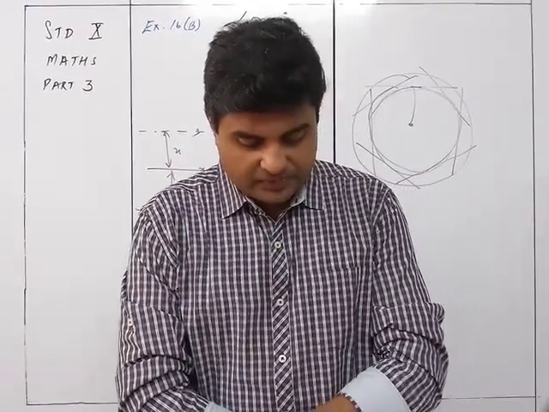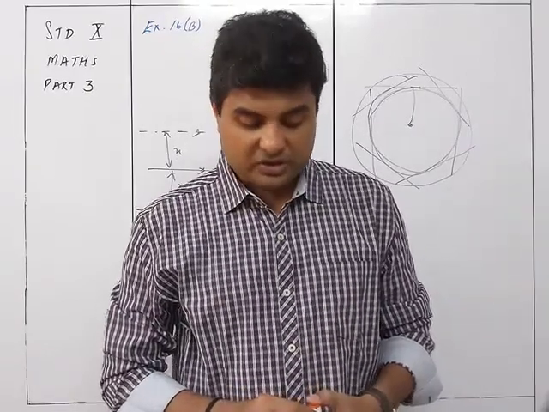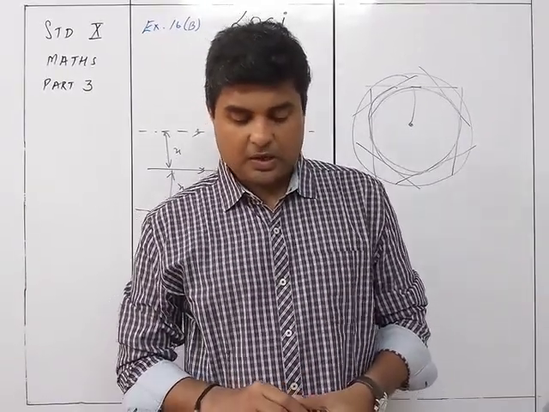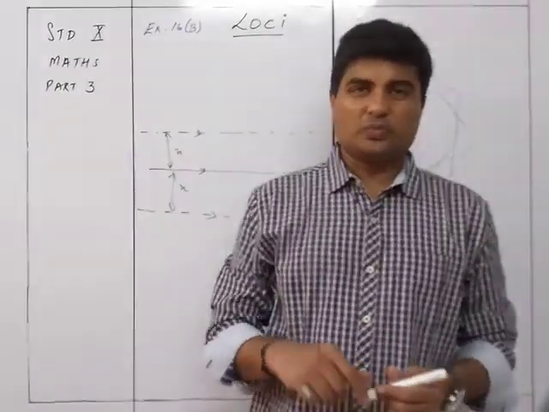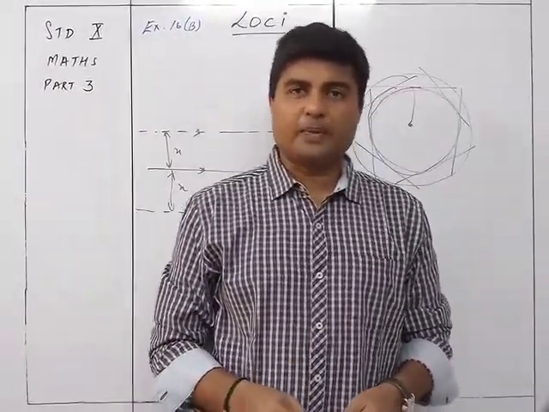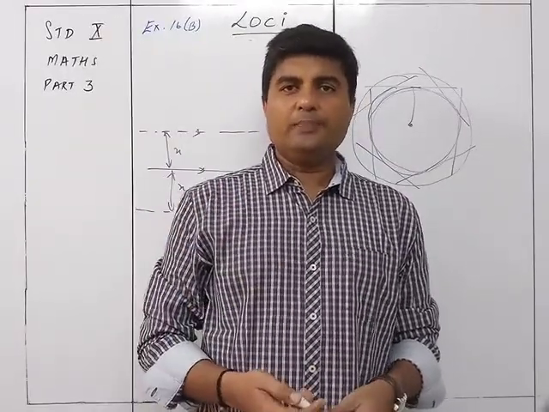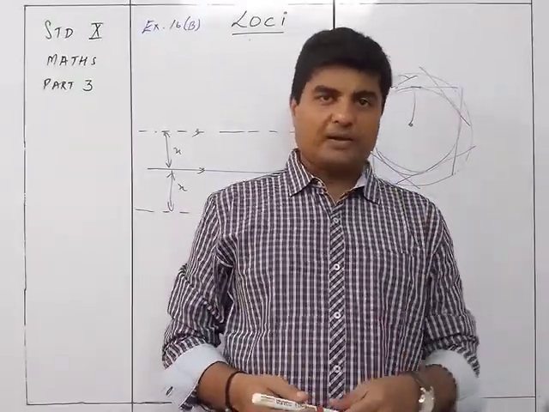Next one is the locus of midpoints of all the parallel chords of a circle, which is the diameter of the circle perpendicular to the given parallel chords. So the midpoints of parallel chords lie on the perpendicular bisector of the chords. The perpendicular bisector of a chord is nothing but the diameter, because they are all parallel.